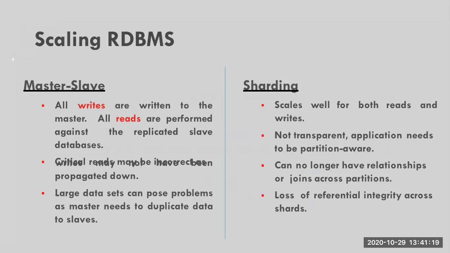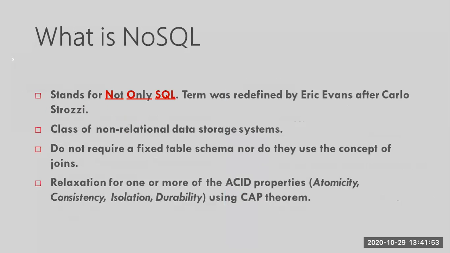The data is non-transparent, and you can no longer have relationships or joins across the partitions, because if the data is partitioned, obviously you cannot have joins or relationships across the tables. Then obviously there will be a loss of referential integrity across the shards. A shard is a data partition. Suppose you are getting data from a number of sources, then for source number one there can be data partition number one, then for source two, data partition number two. That's the way it can be done.